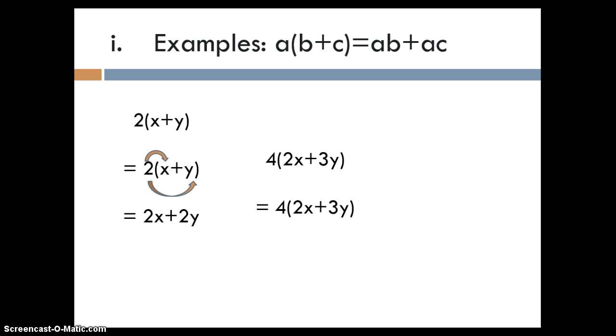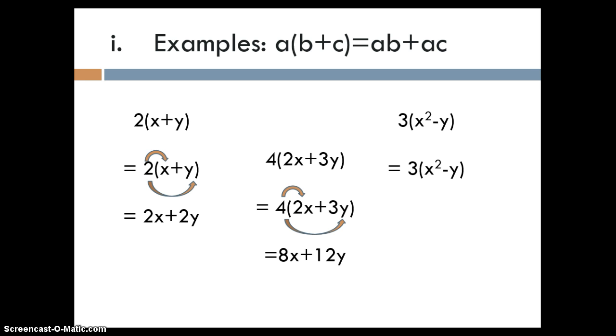Now here's another problem, 4 in parentheses 2x plus 3y. Can anybody tell me what you need to do first? Kim? Multiply 4 and 2x. Good. So 4 times 2x is 8x. Okay, and then 4 times 3y would equal 12y, and that end result would leave you with 8x plus 12y. And like I said, it is addition because it is addition inside the parentheses at the beginning.